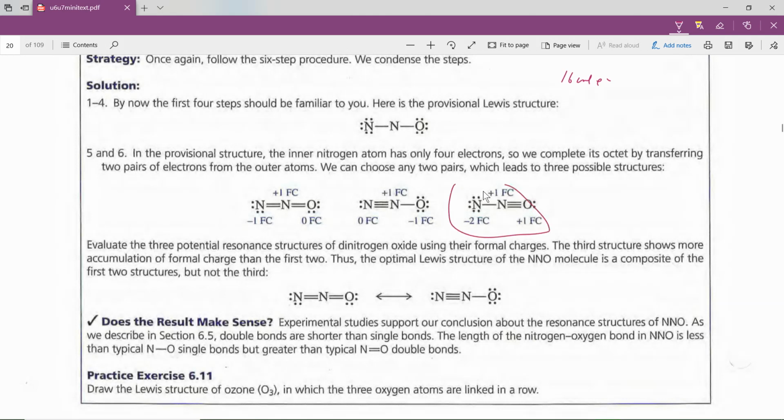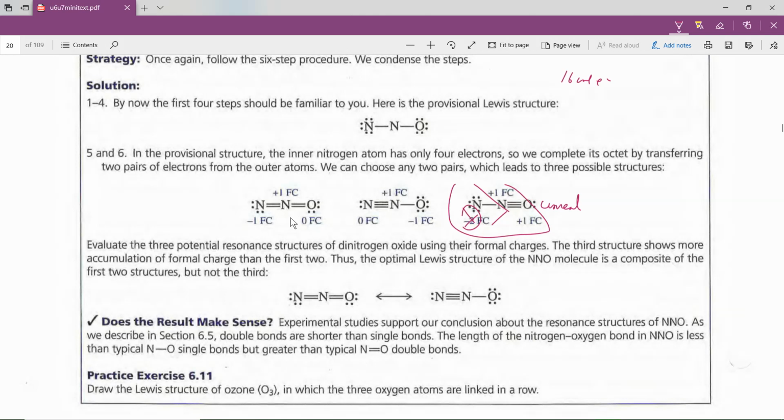But this one on the right, when you're getting things at -2, that's nasty. That is unreal. Not a good contributor. It'll be like, I don't know, 1% maybe in the description. The one in the middle looks the best. I mean, they both have 0, 1, minus 1. But all things being equal, you want the more electronegative atom to have the negative formal charge, and it does. The one on the left doesn't.